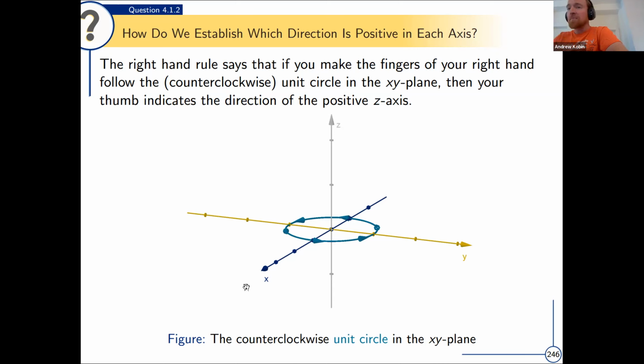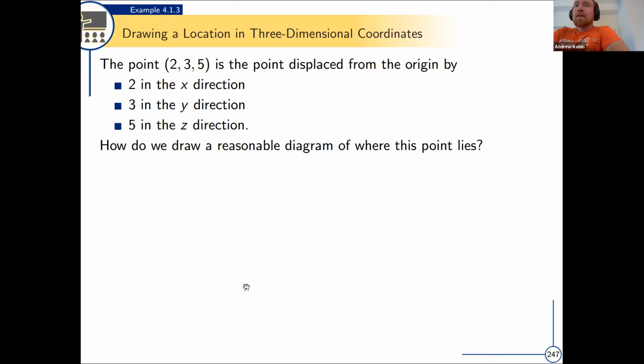By the way, here's a picture with our counterclockwise or right-hand rule shown, that if you move from x to y, then your thumb points straight along the z-axis. So let's try to draw in 3 dimensions the location of a point. And remember that in 2 dimensions, we said every point in the xy plane had a unique address given by its x and y coordinate. Well, the same thing will apply in 3 dimensions.